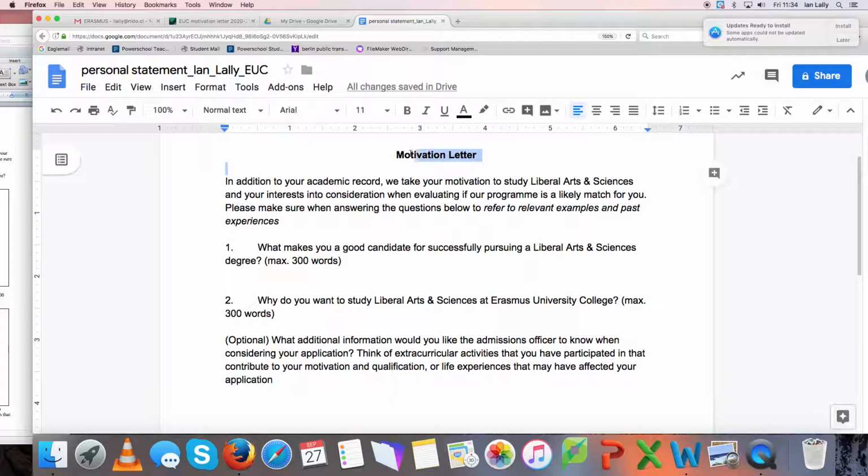Remember, this is not a letter. You do not need to write "dear" at the beginning of it or have any sort of letter format. It's a personal statement. They just call it a letter of motivation. Now, what about this motivation thing? They're big into what motivates you to study.